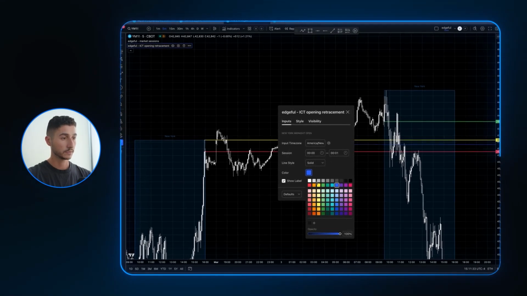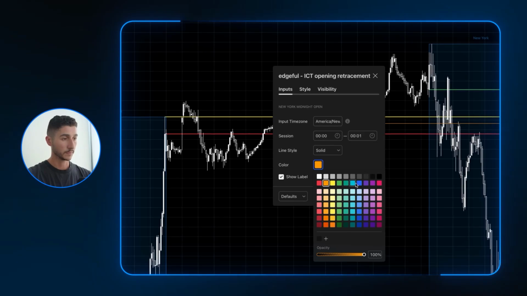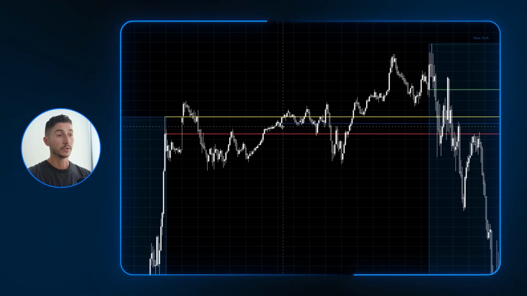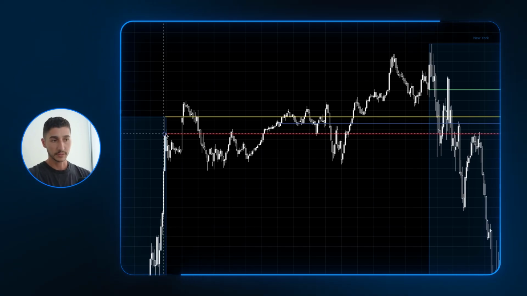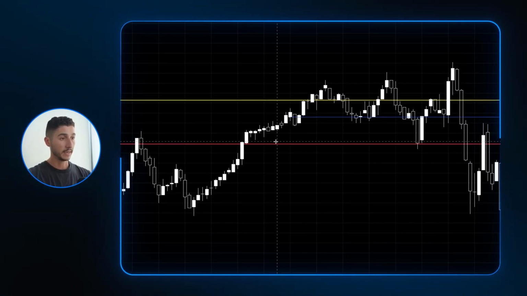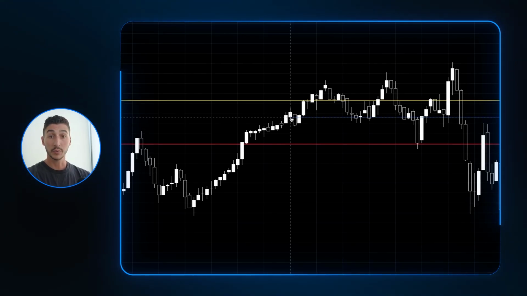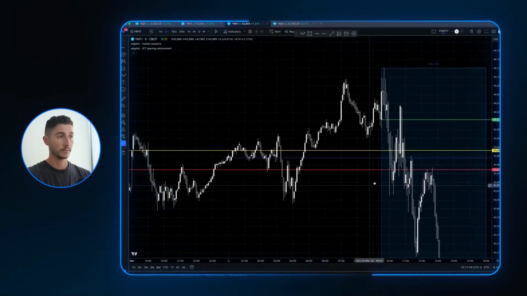Let me make this orange. Actually, the blue is fine. You can see all this is saying is instead of being previous day's high or previous day's close, it's saying what is the midnight opening price. So you go to the midnight candle, midnight Eastern time, you go to the opening price of that candle. That is what this report is saying.